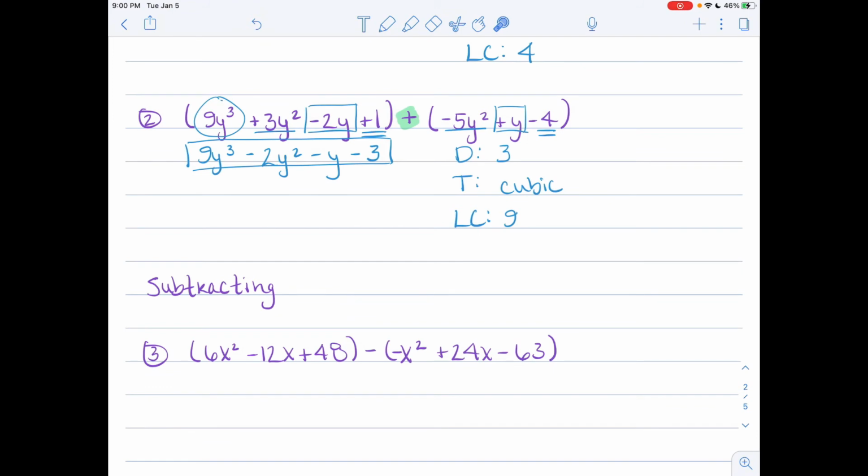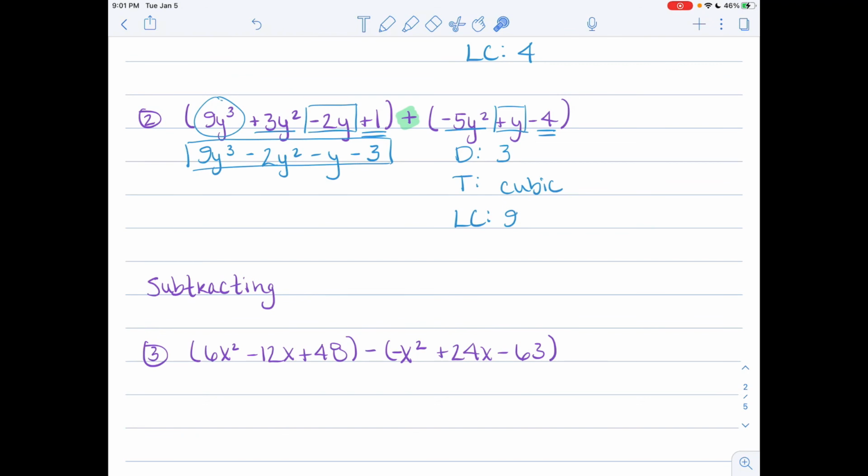All right, so you should have identified our biggest term, the one that we want to write first, as this 9y to the third, and that's the only y to the third term. I see a 3y squared and a negative 5y squared, which gives me negative 2y squared. I have a negative 2y and a positive y, which will be a negative 1y, or we would just write as negative y. And then finally, a positive 1 and a negative 4 will give me this negative 3.